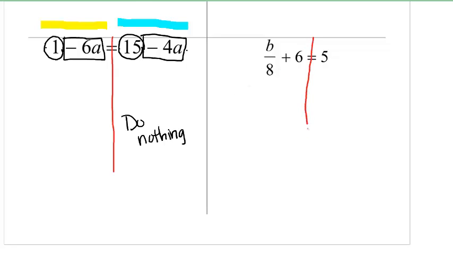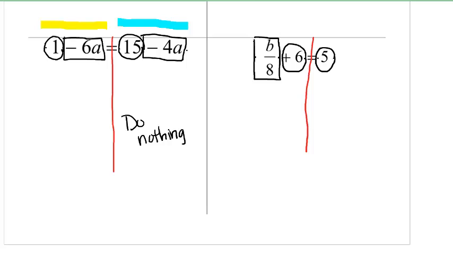This one sometimes throws people off because there's a fraction in it, but we're still going to treat the fraction just like we would any other thing. First of all, there are no parentheses, so there's no distributive property, and we have to combine like terms. Because this has a letter in it, no matter what, we're going to put a square around it. This one's going to get a circle, and this one's going to get a circle.